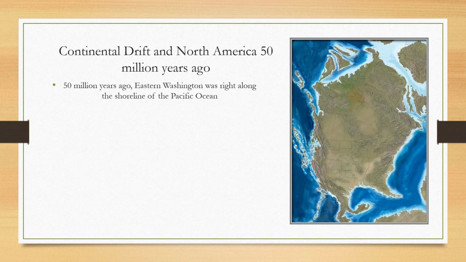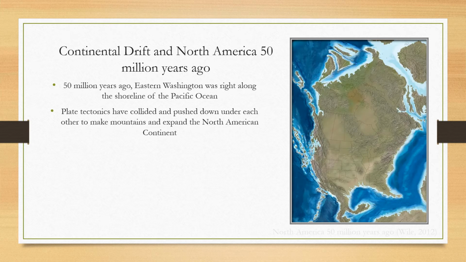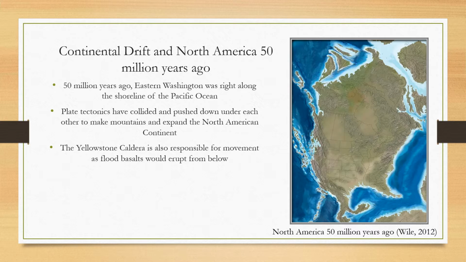50 million years ago, eastern Washington was located on the west coast of the United States. Due to plate tectonics and lava flows from the Yellowstone caldera, the continental plate was pushed westward. Subduction zones along the west coast of the United States also helped push this land. The Juan de Fuca plate subducting under the North American continental plate is responsible for building the Cascade Mountain Range.